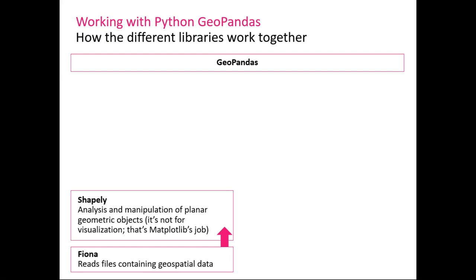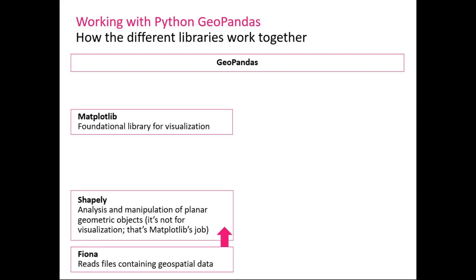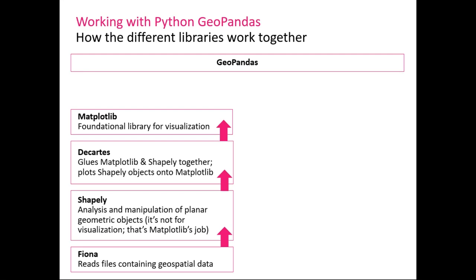As far as visualization goes, that's what Matplotlib is for. So Matplotlib is the foundational library for visualization. Now, how do you plot a geometric object represented in Shapely? How do you plot it on Matplotlib? For that purpose, you need a library called Descartes. And Descartes essentially glues Matplotlib and Shapely together. So it plots Shapely objects onto Matplotlib.